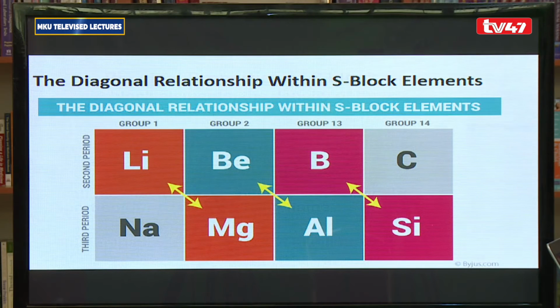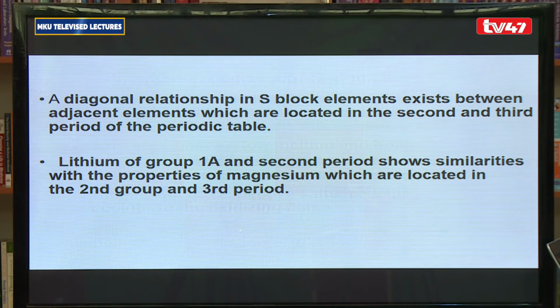So the diagonal relationships, we had already looked at them. Lithium shows a lot of similarities with magnesium, beryllium with aluminium, and boron with silicon. Boron is in group 3. So we're saying the diagonal relationship exists between adjacent elements which are located in the second and third period of the periodic table. So lithium shows similarities with magnesium.